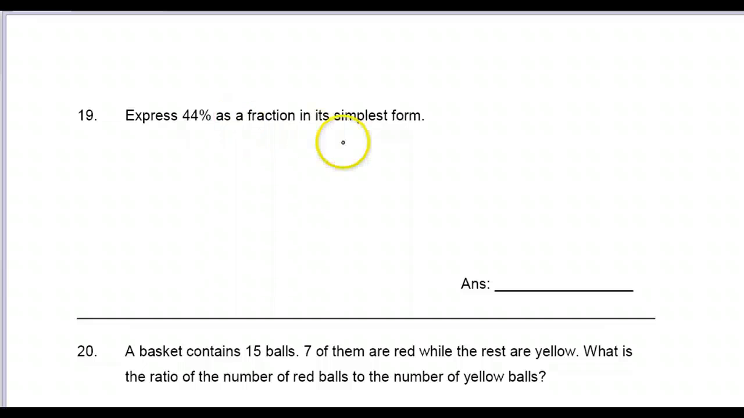Express 44% as a fraction in its simplest form. So 44 divided by 100 as a fraction. So if I divide by 2, I can divide by 4, right? So 44 divided by 4 is 11. 100 divided by 4 is 25. So my answer is 11/25.